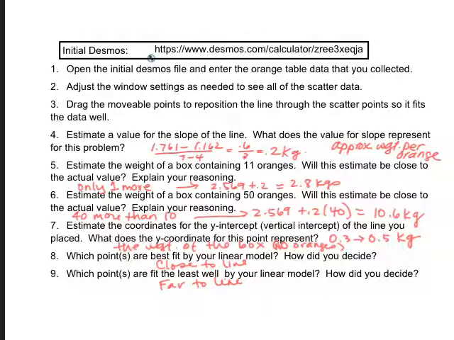All right, for 8 and 9, which points are best fit or least fit by your linear model? I just picked points that were really close to my line and really far from my line. That's it. Feel free to pause or go back if any of this was too fast.